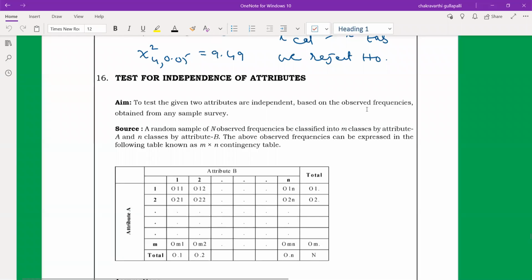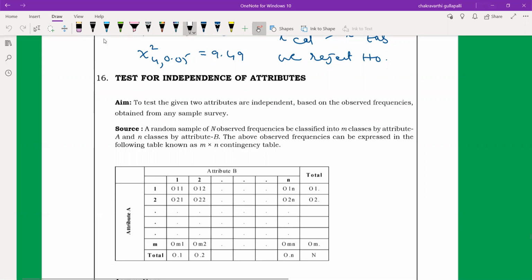Parametric test, next part. This is the last video for the parametric test. Test for independence of attributes is a very important test. By using the chi-square distribution, we can perform this test.